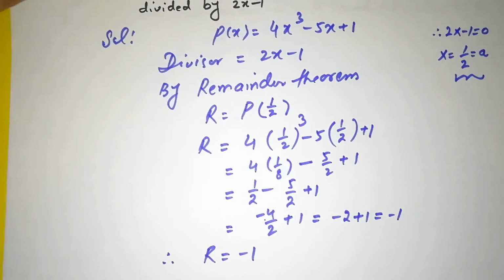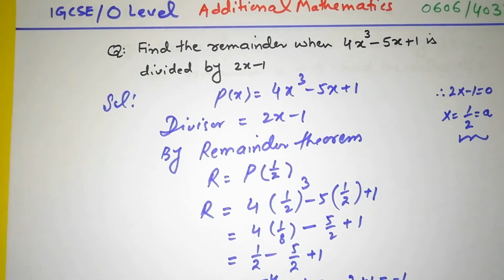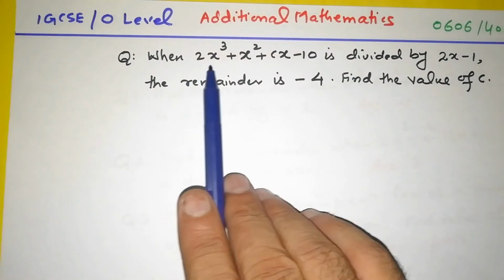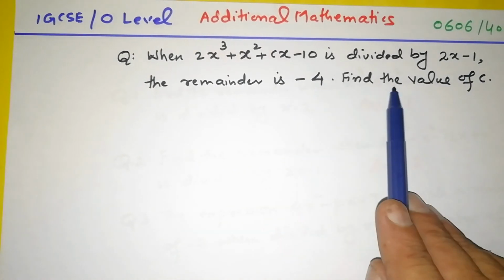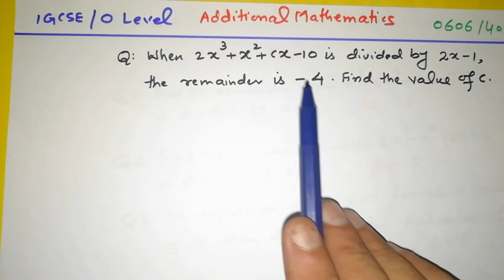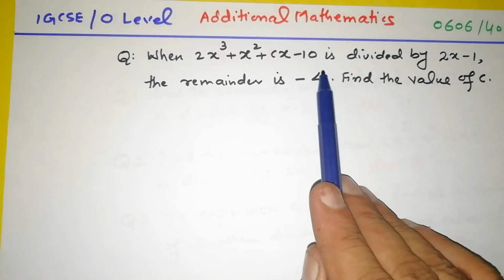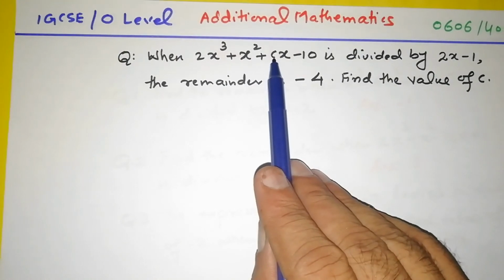Okay students, again we solve another example, a simple example. We are just going to practice how to apply remainder theorem to find the remainder in a question. Therefore we solve another simple example. The question is that when this polynomial is divided by 2x minus 1, the remainder is minus 4. Find the value of c. So students, see here the remainder is given. This minus 4 is the remainder which is given. And we have to find the value of c, that is the unknown constant in this question.